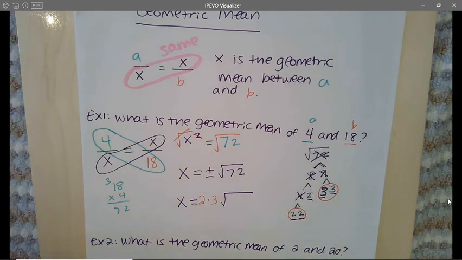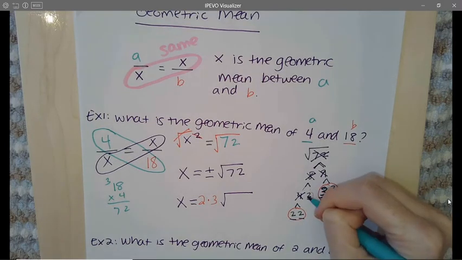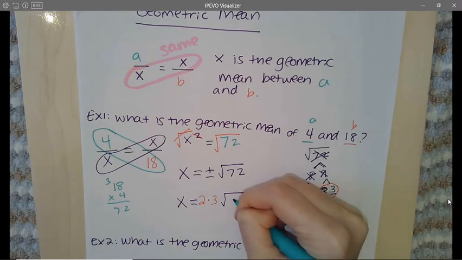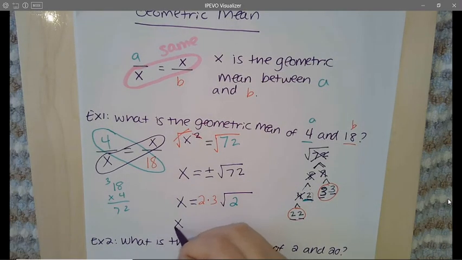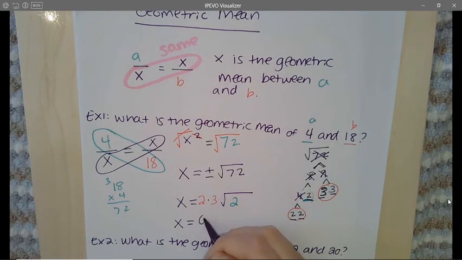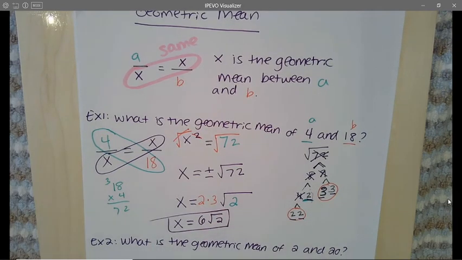And do you guys see any lonely single numbers that don't get to go on their math dates? It would be the 2. The 2 is the lonely single number that has to stay inside the square root. So for my final answer, I'm going to get x equals 2 times 3, which is 6. And I don't have any other numbers, so it'll be 6 root 2. And guess what, you guys? That's the geometric mean of 4 and 18.